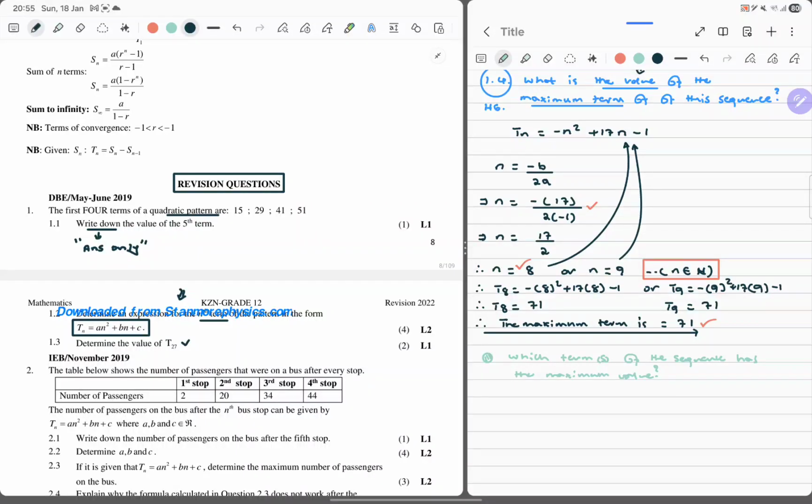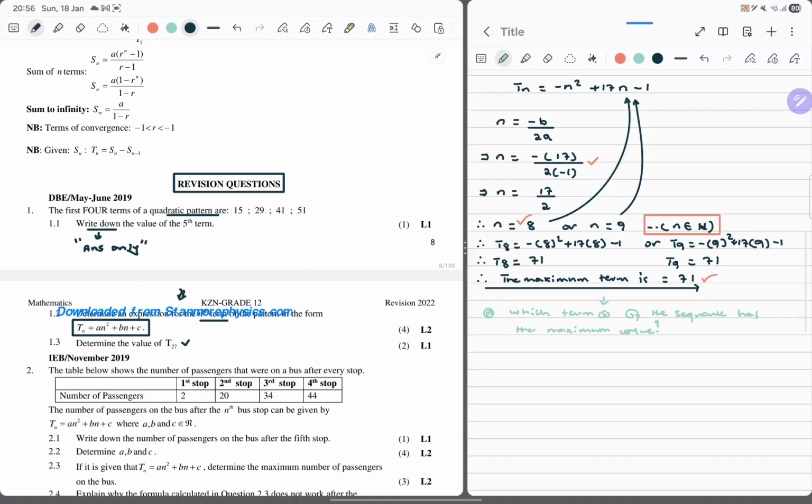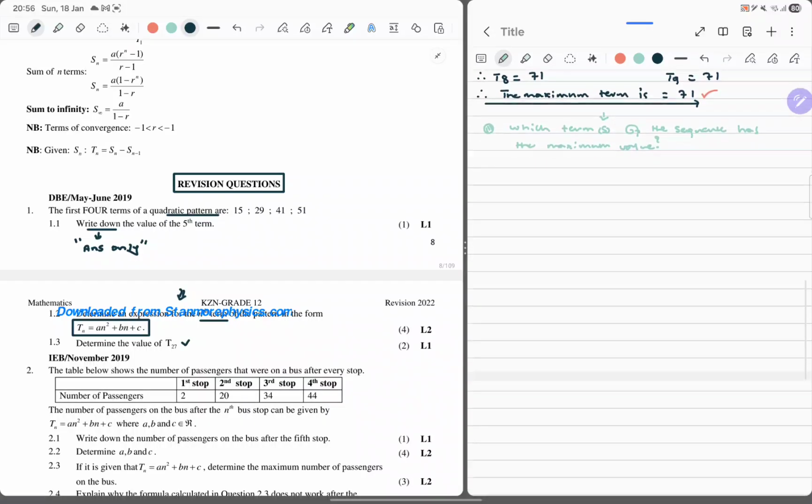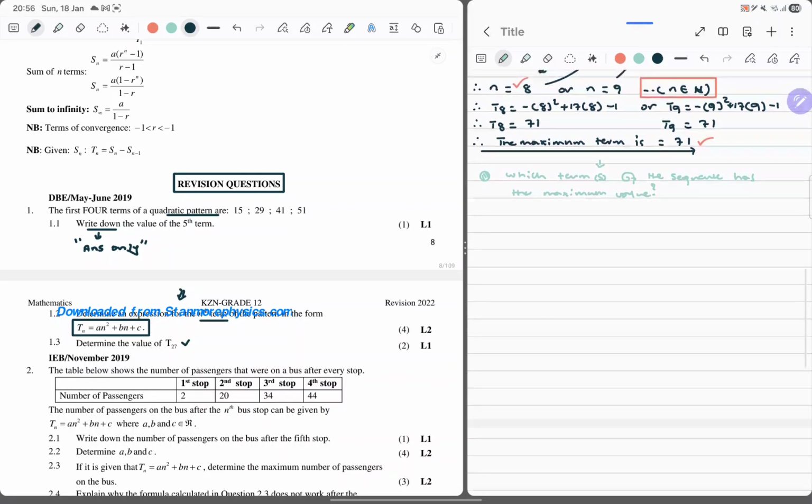The answer to that is term number 8 and term number 9. So can you see the catch on this one? Is it one term? Is it two terms? So there are many ways in which we can ask questions that can actually cause a bit of pain for a student. All right, so this is one way of solving the problem. How about the second way?